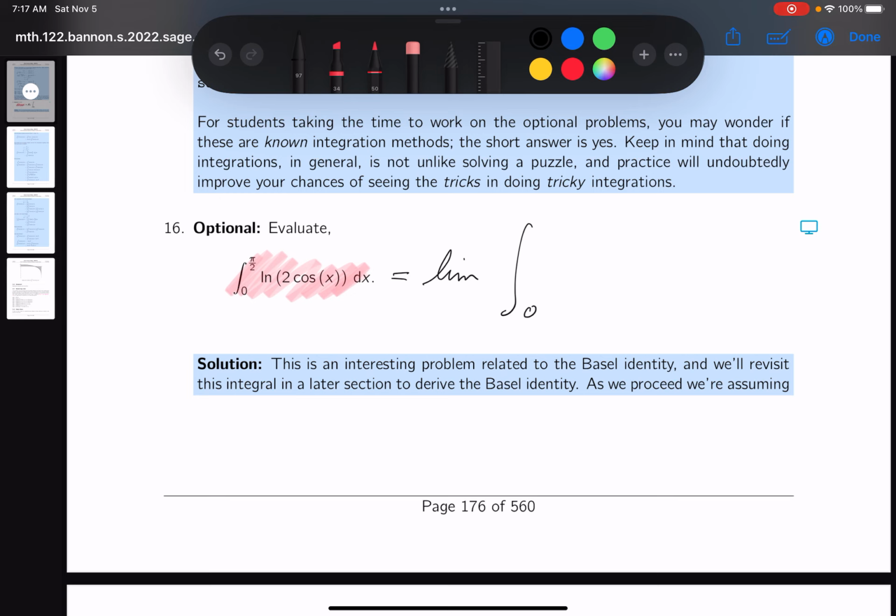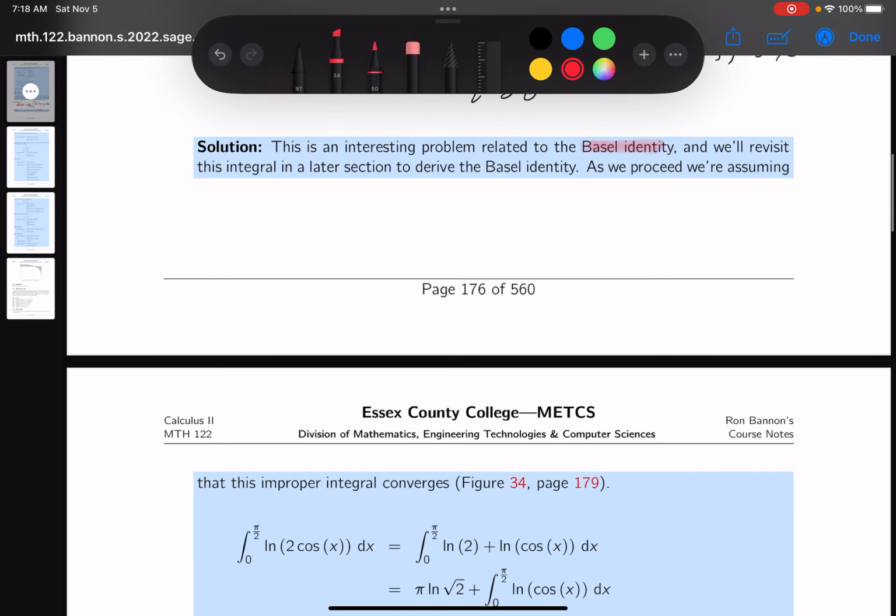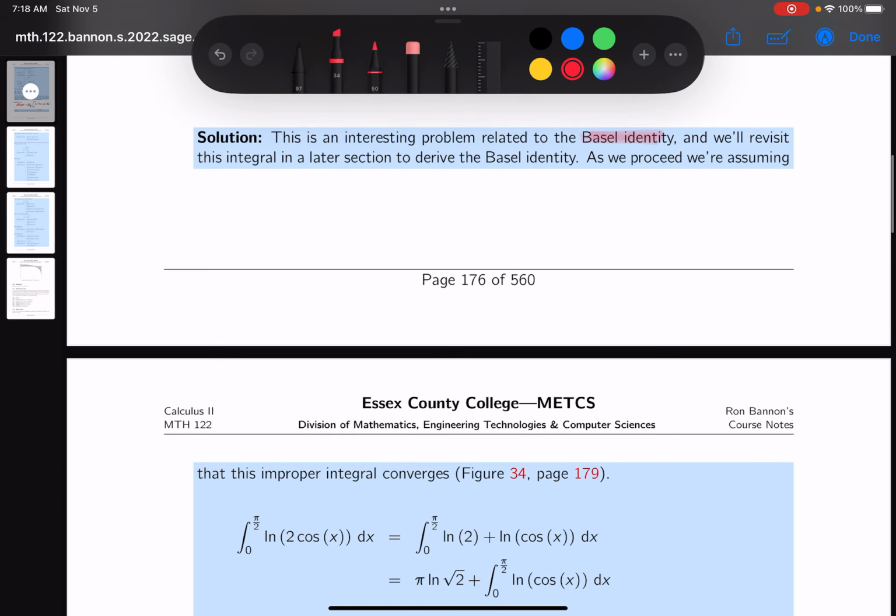So I'm going to say A approaches pi over 2 from the left side of the natural log of 2 cosine x dx. This is a rather difficult integral to do, by the way. However, it is related, which I was surprised to learn, to this over here, the Basel identity. We're going to revisit the integral later on, but right now we just want to proceed assuming that our limit does exist, by the way.